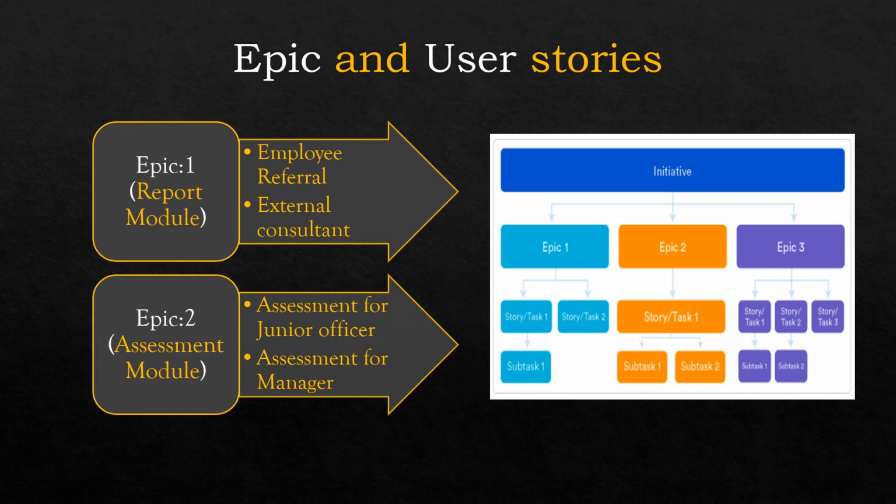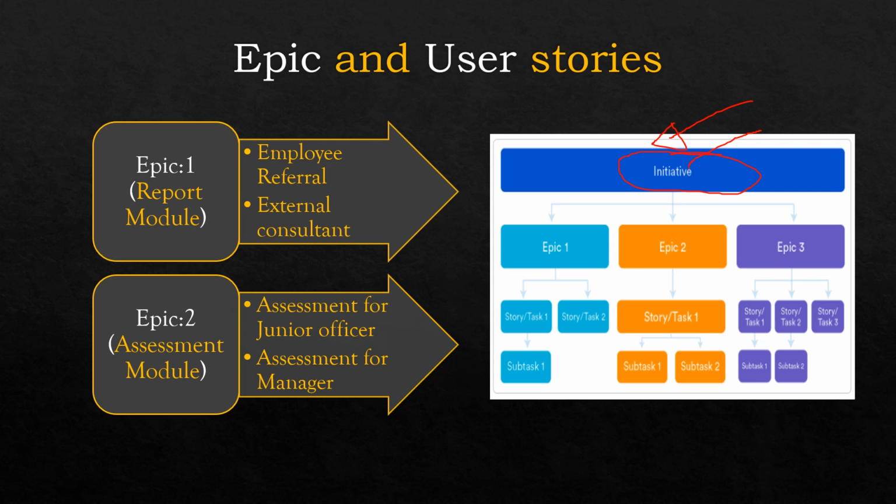If you compare this diagram with the WBS hierarchical structure, the first level is the project name. We call it an initiative in agile. Let's say we are working on a software development product called the recruitment management system. So the initiative is basically the recruitment management system. Now this is further broken down into different epics. Epics are nothing but the different modules that are going to be developed in the recruitment management system.